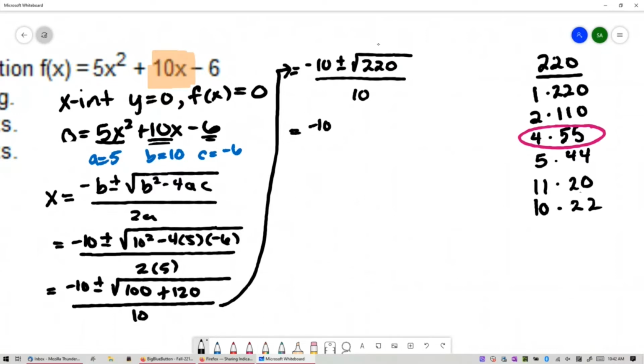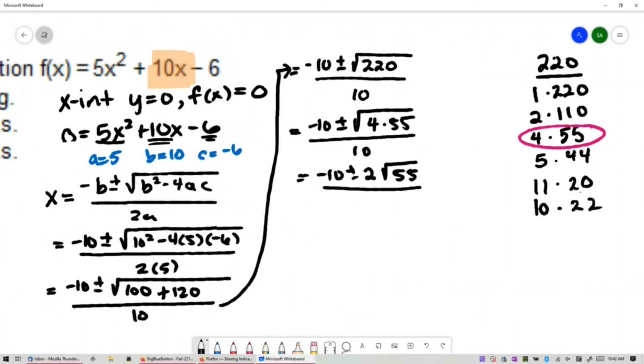We've got negative 10 plus or minus the square root of 4 times 55 over 10. The square root of 4 is 2, and 55, since it's not a perfect square, will stay underneath the radical. We can't perform that operation without a calculator. I'm sure somebody can perform it without a calculator, but not me.